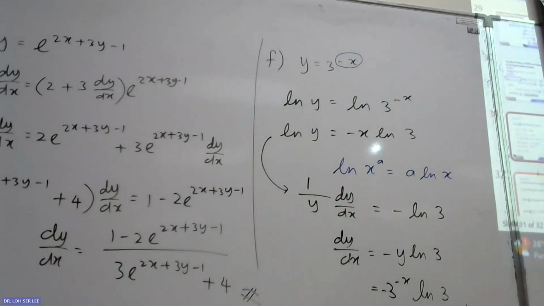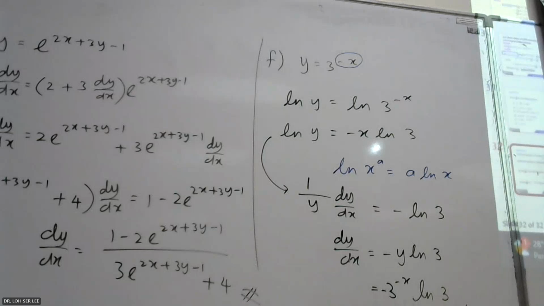Okay, question number 2. Find the equation of the tangent line at the point (1, 2) to the curve defined by x squared plus y squared minus x squared minus 3 equals 0.